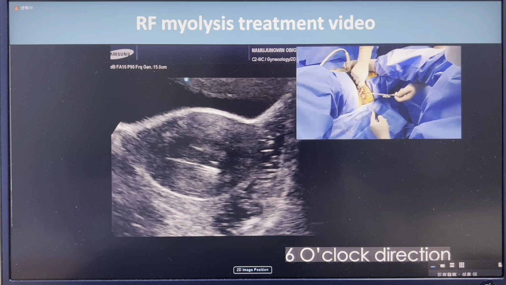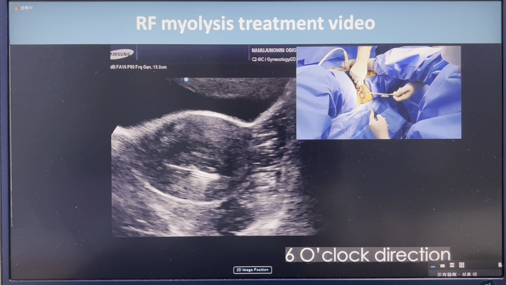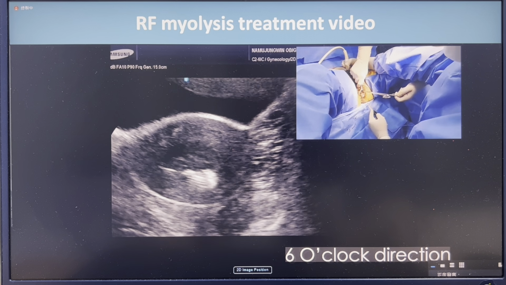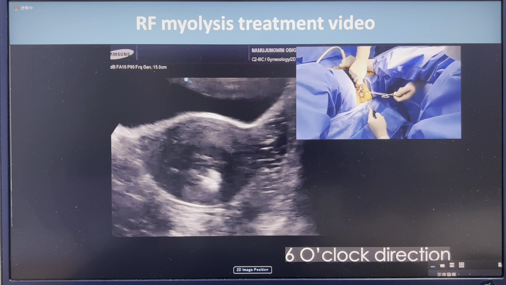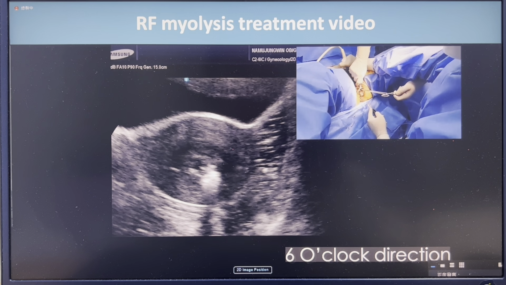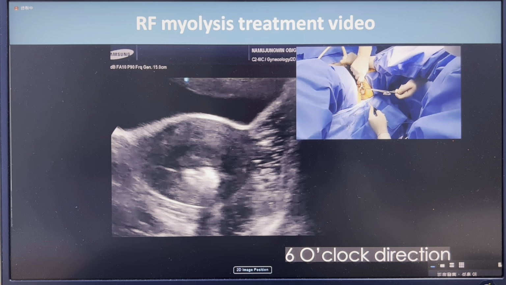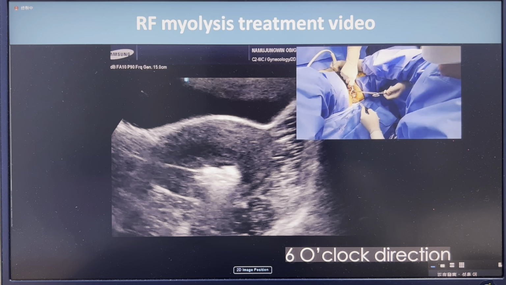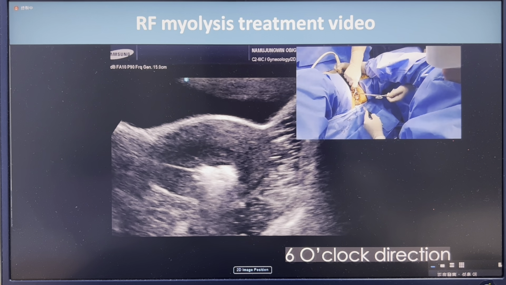And then start the ablation. So 6 o'clock, the bottom is first. You should perform the transverse scan throughout the procedure to check that the ablation is being done safely in 3 dimensions.